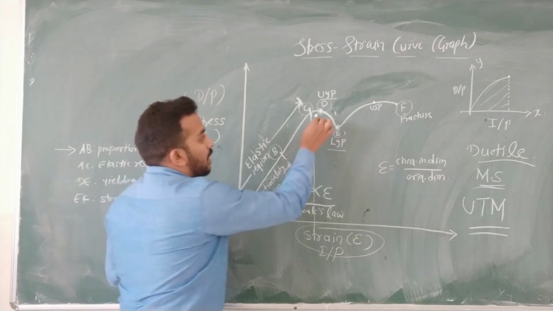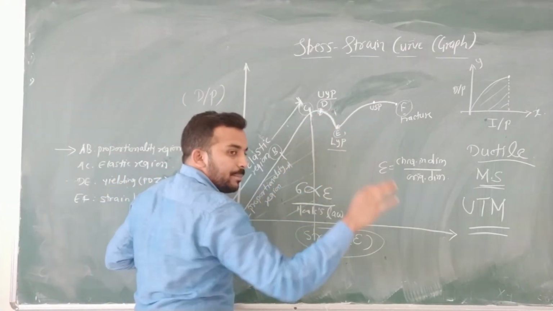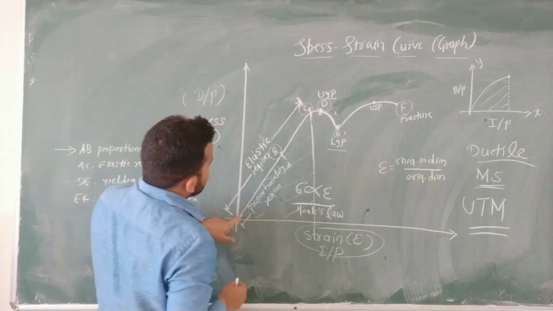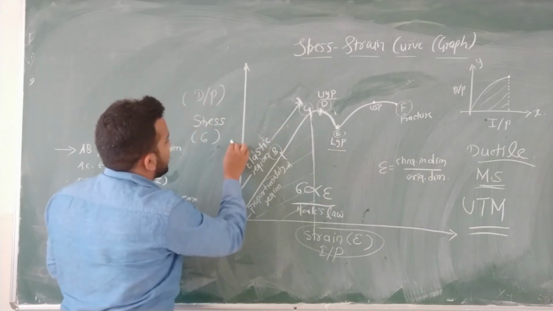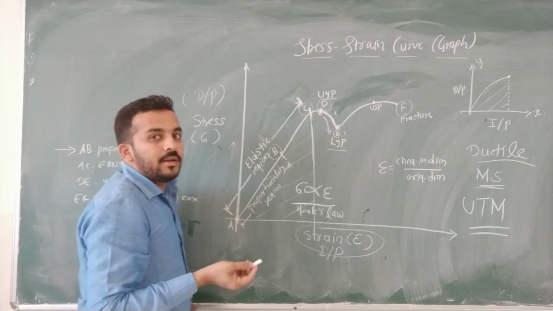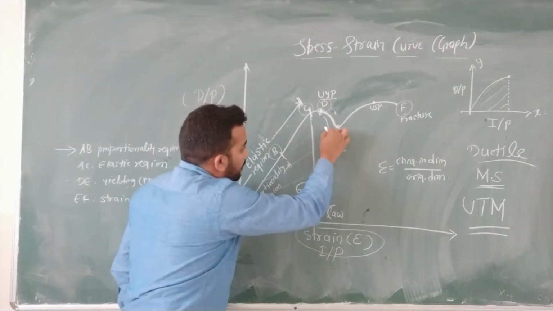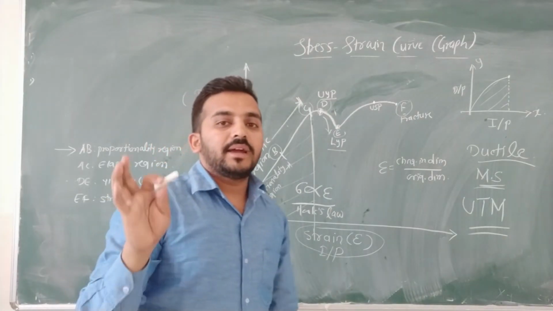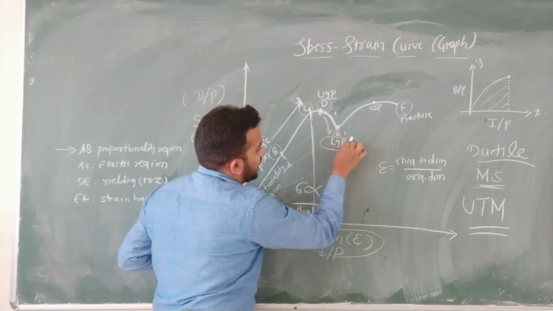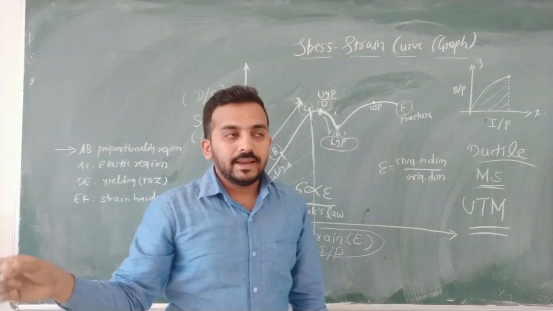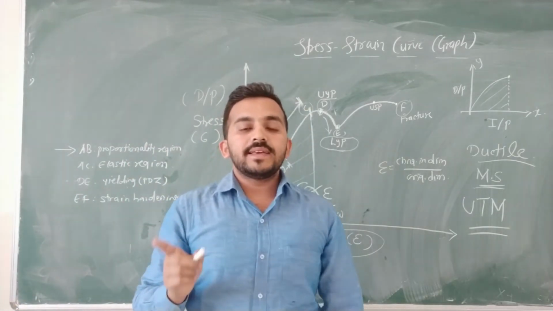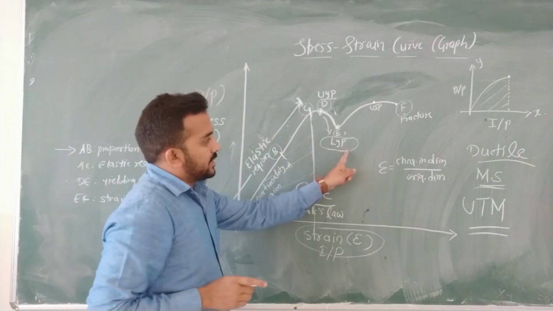Means what? Beyond the point D, if you are again applying the forces, then the stress, look here. In the initial stage, stress is going on increasing, but after point D, stress is reducing. Why? Because plastic deformation starts and now the material cannot regain its original dimensions. Always remember, this lower yield point is always fixed for a material, and the design of ductile material is based on this lower yield point.